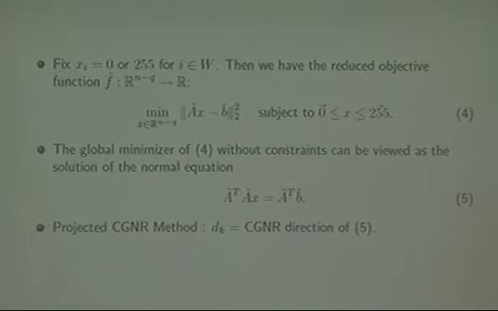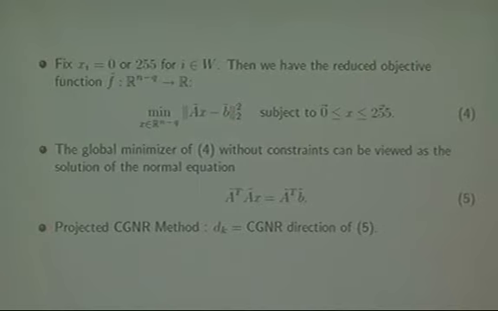So we have the conjugate gradient method for normal equations. We find the conjugate directions, and we use them as the search directions in that subspace. That's called the CGNR method.